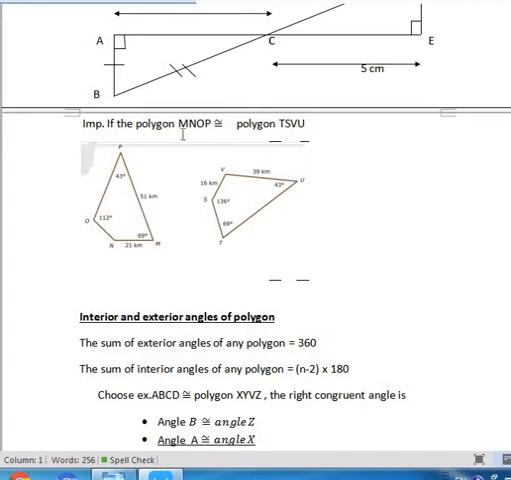So when I say side MN, the corresponding side TS is congruent to MN. When I say NO, so here SV, the corresponding side. If I say line segment NP, so here TU. If I say the angle of N, it is equal to the angle of the corresponding S. The angle of P is equal to the angle of U.